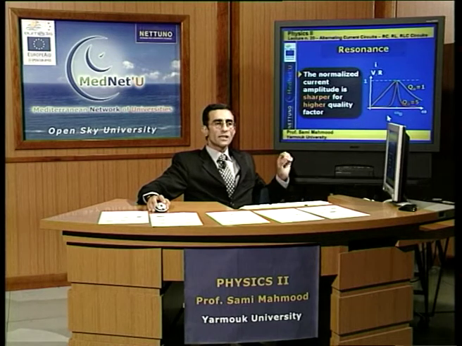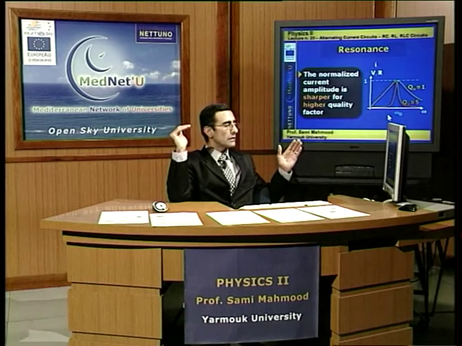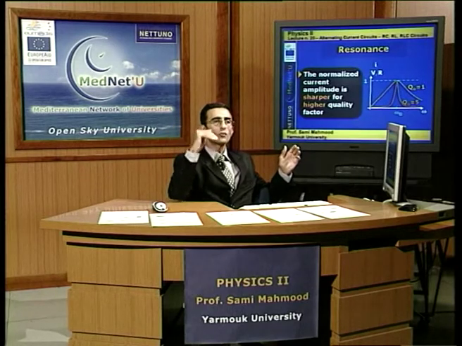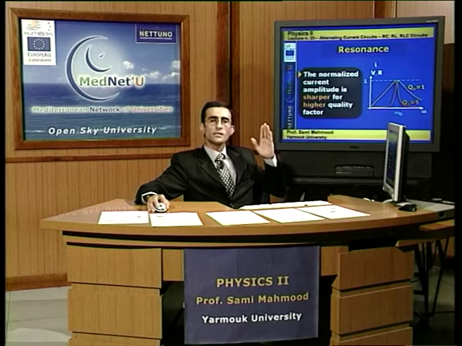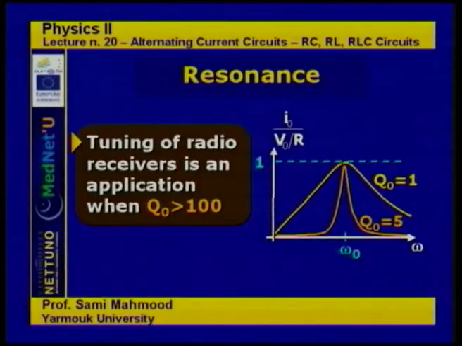And indeed, this gives us an idea that if we have a circuit with a very large quality factor, that means a very small resistance with respect to root L over C, that means a very large L over C ratio with respect to the resistance R, then that circuit will provide us with a very, very sharp signal for the current around the resonance. And that is the principle of the tuning of the circuits of our appliances, like, for example, the radio or the TV. So the tuning for a radio receiver is an application of this principle. And in the case of tuning radios, Q naught is larger than 100 for this circuit.